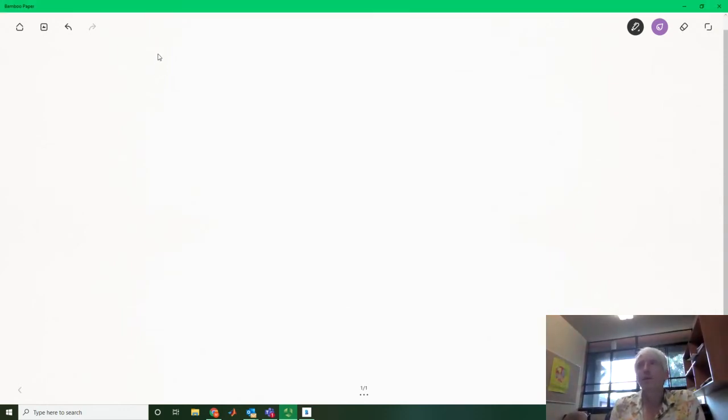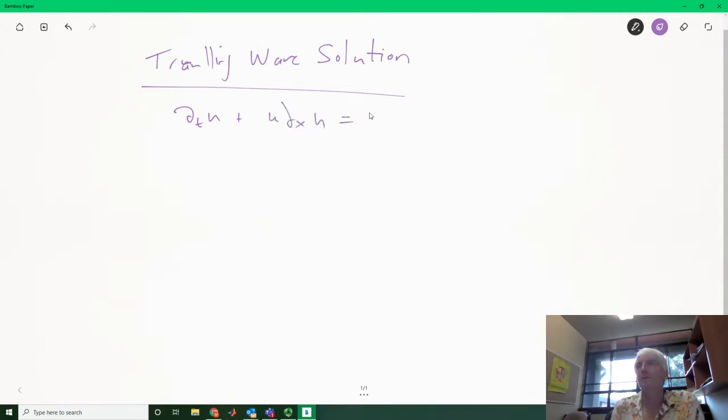Now we're going to look at the travelling wave solution. All right, so let's have a look at Burgers' equation. So it was ∂_t u + u ∂_x u = ν ∂_x² u.